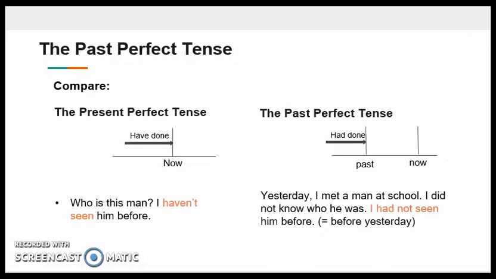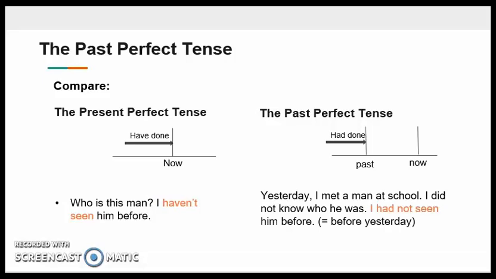Let's compare the present perfect tense with the past perfect tense. In the present perfect tense, our reference point is the present. Who is this man? I haven't seen him before. Before here refers to any time before now.